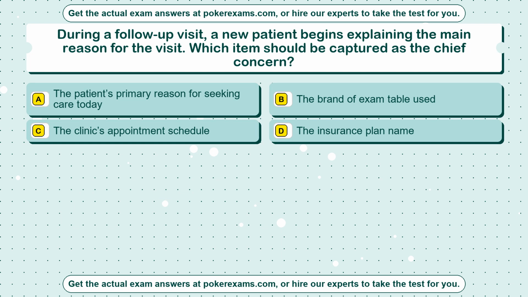Question 1. During a follow-up visit, a new patient begins explaining the main reason for the visit. Which item should be captured as the chief concern? Option A. The patient's primary reason for seeking care today. Option B. The brand of exam table used. Option C. The clinic's appointment schedule. Option D. The insurance plan name.